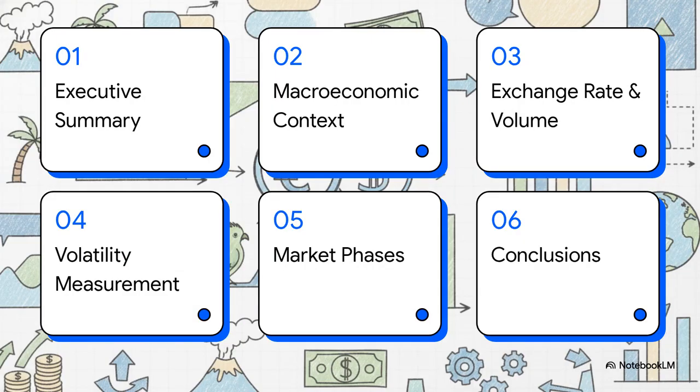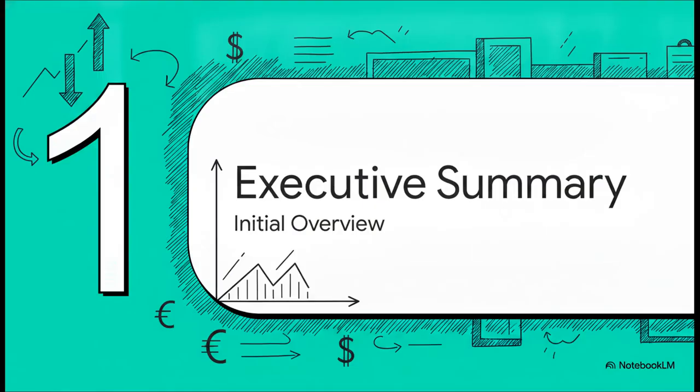Our analysis is broken down into 6 distinct blocks. We'll start with an executive summary, then move to the macroeconomic context, exchange rate and volume, volatility measurement, chronological market phases, and finally, our economic interpretation and conclusions. Block 1. Executive Summary. Let's start with an initial overview of the exchange rate.